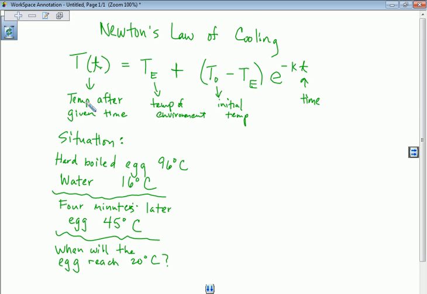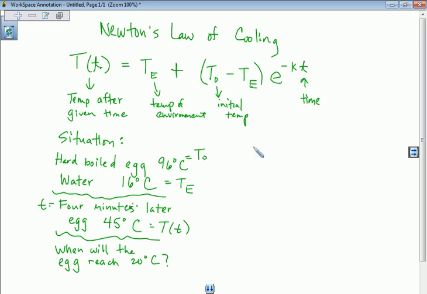So our hard-boiled egg, 96 degrees Celsius. What would the 96 represent in this formula? Okay, so that's our T naught. What about the 16 degrees? What does it represent in this formula? T sub E. It's the temperature of the environment. What about the 4 minutes later? The 4 minutes later represents t, and the 45 represents T of t. That's the temperature after a given time.